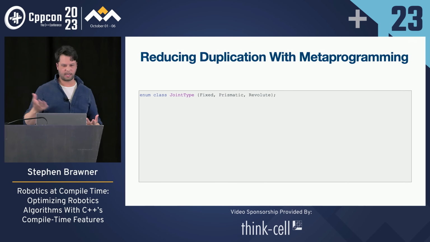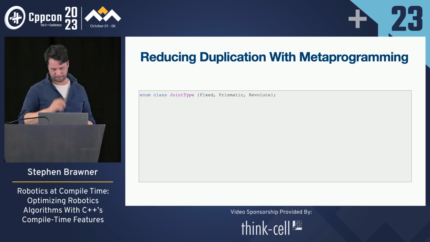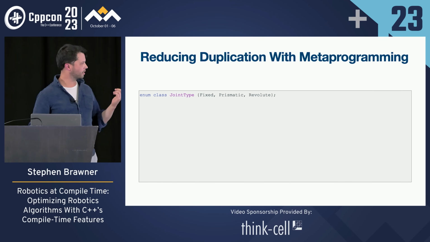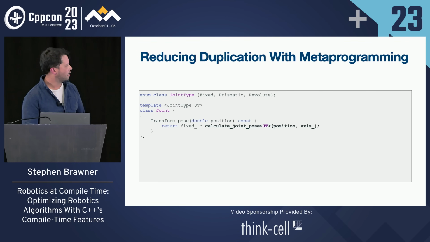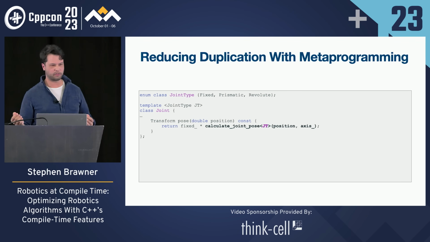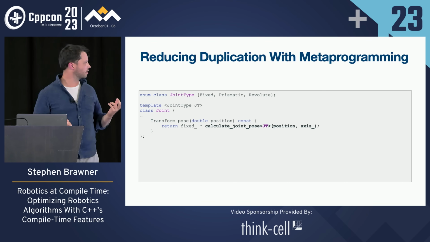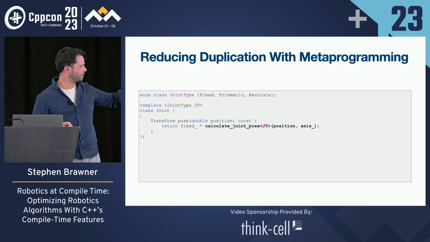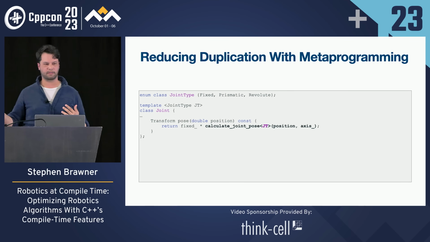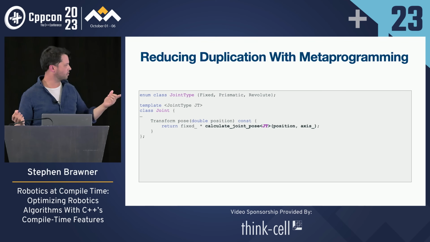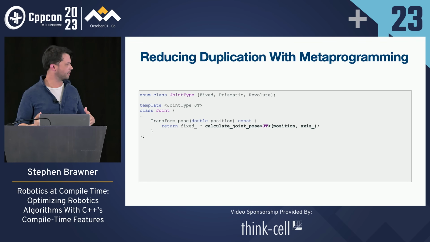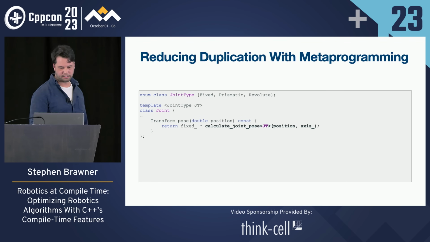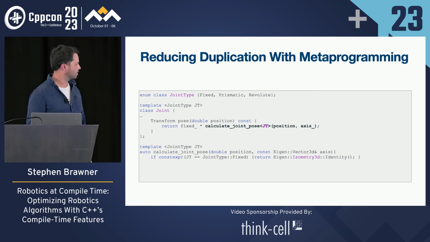So how can we reduce some of that duplication with metaprogramming? We're going to start with an enum class of joint type: fixed, prismatic, revolute. And then we're going to have a singular template class, joint, and offload this calculation of what that joint or transform should be to a function. That will take in the joint type as a template type parameter. And then we can do that product.